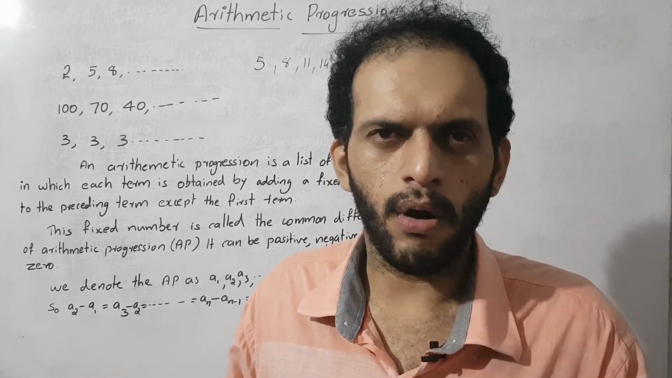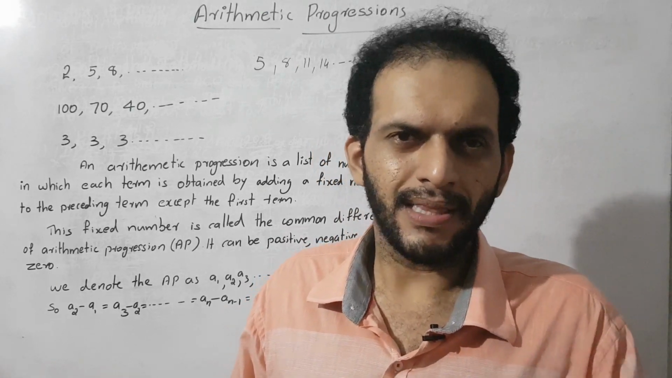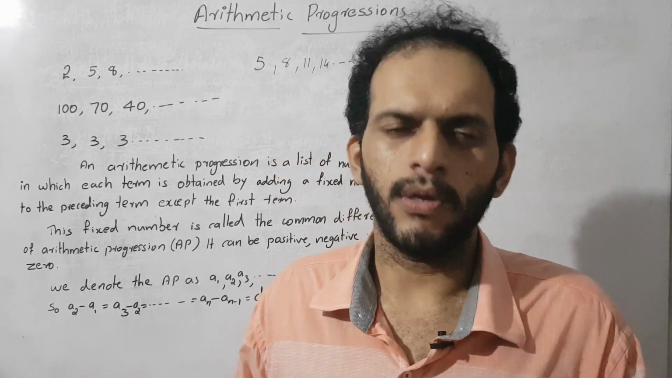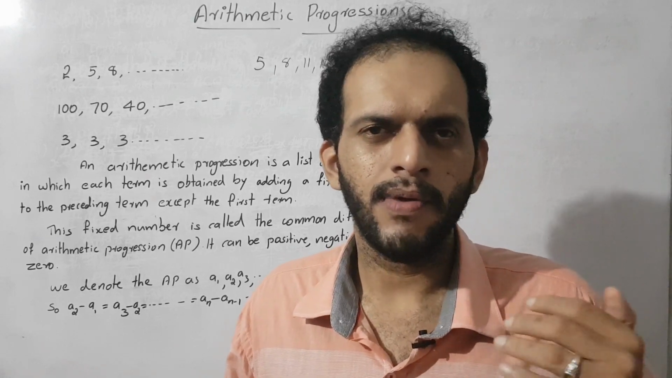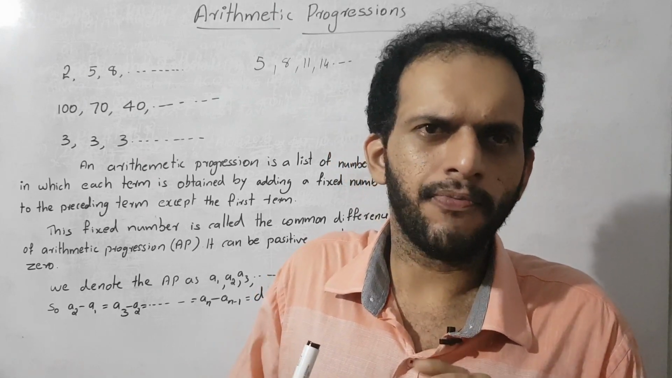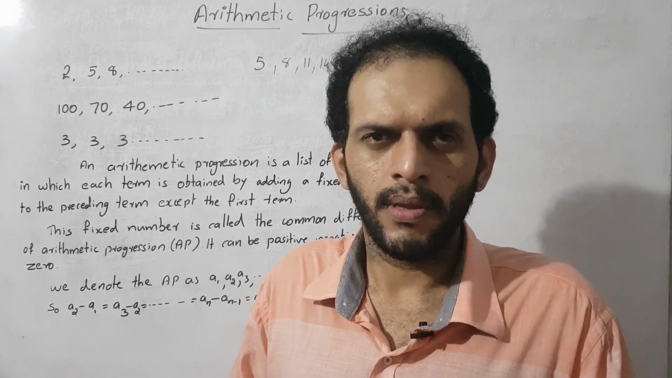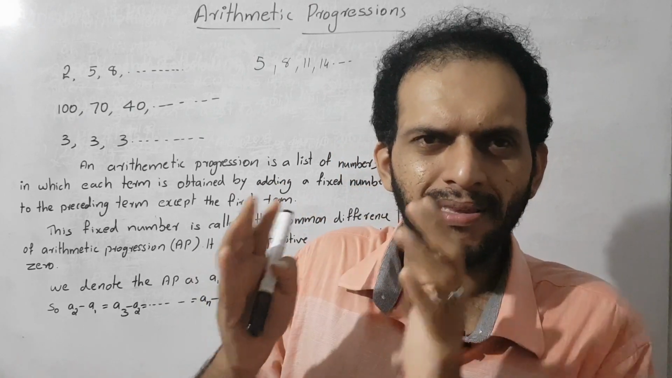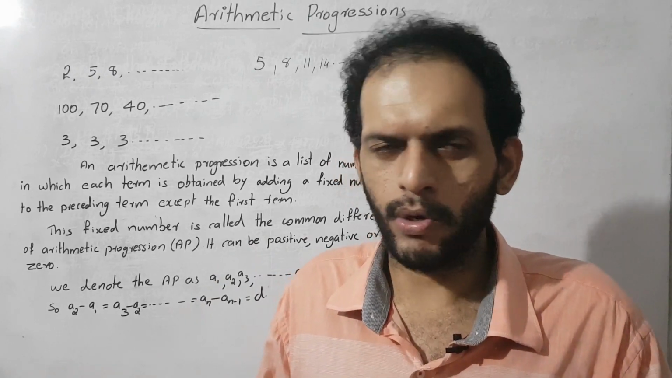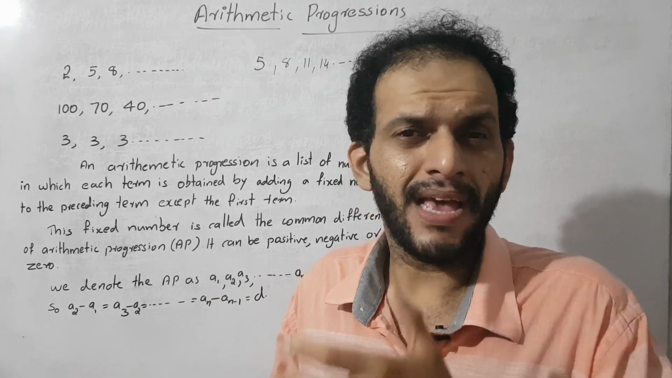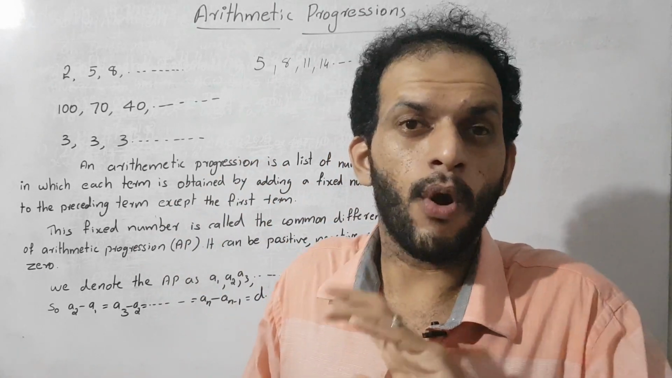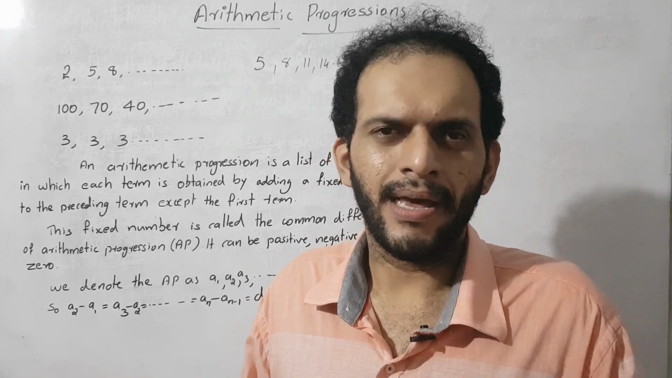That fixed number is called the common difference of an AP. It can be positive, negative or 0. Clear? How do we identify whether a sequence is an arithmetic progression? How do we identify that the list of numbers is an arithmetic progression? That is very easy. If there exists a common difference, it is an arithmetic progression. If a common difference does not exist, it is not an arithmetic progression.